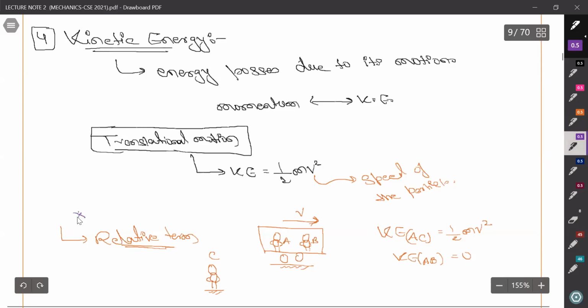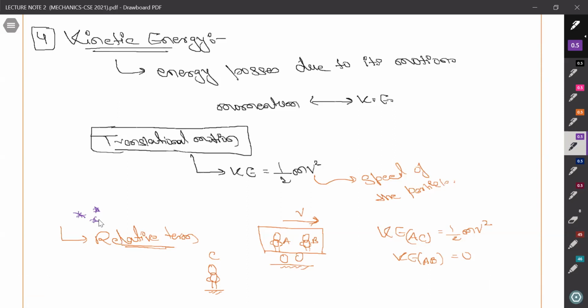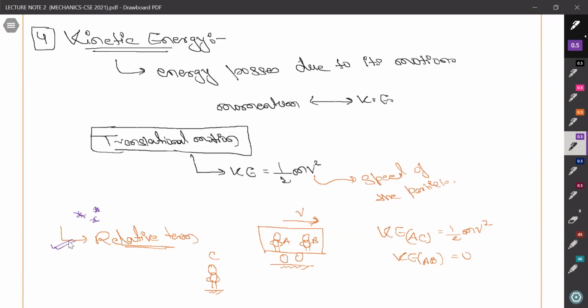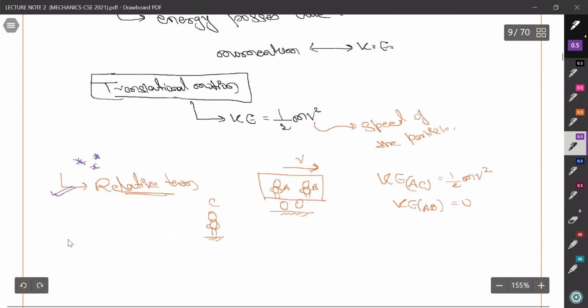Many times students forget this result. It's a relative term, and whenever you write the equations of kinetic energy, in the answer for the value addition part you have to write this also. It depends upon the observer, whether the observer is at rest or moving, so it will change accordingly. It is not absolute.